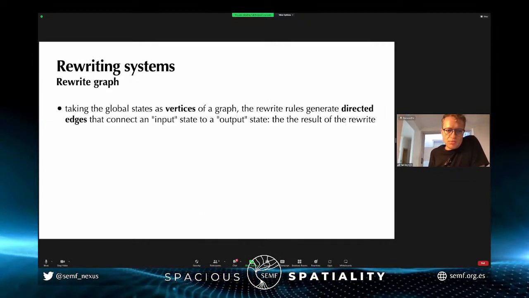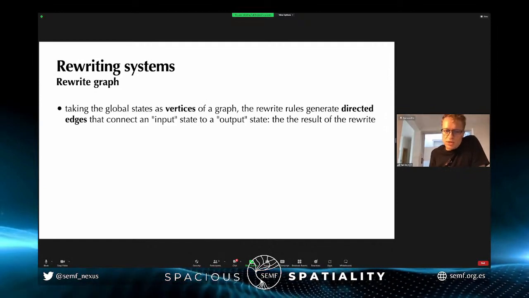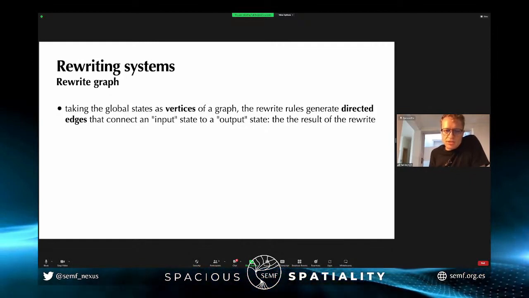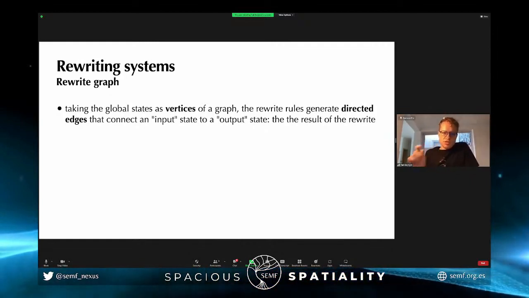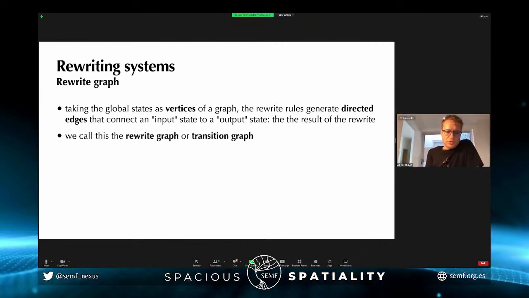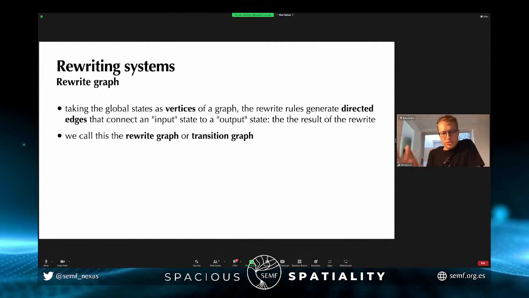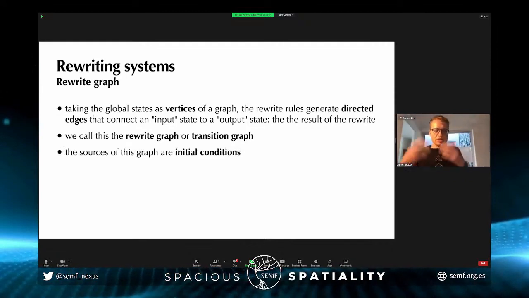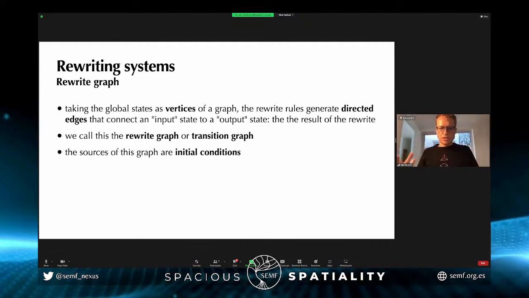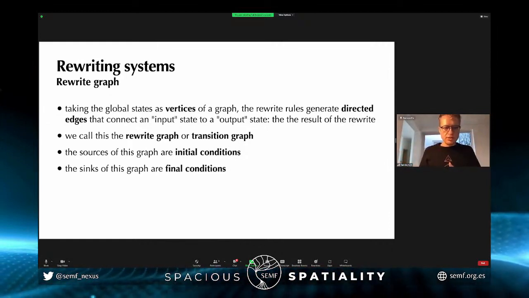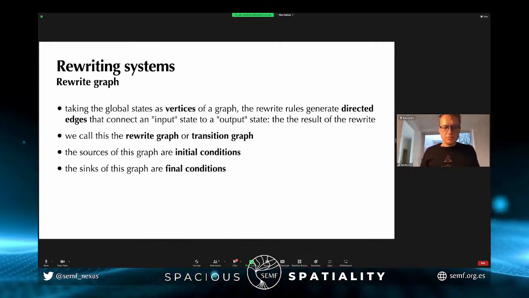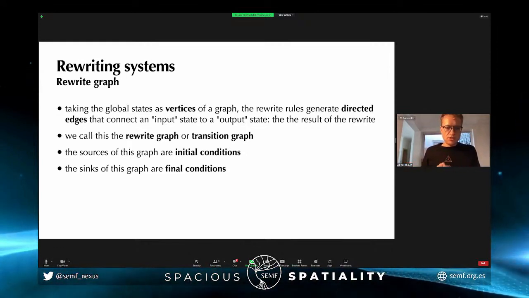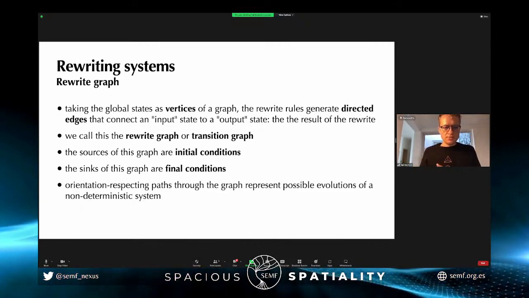And again, you can see that this is going to produce a graph. If you take the global states as being the vertices of some graph, the rewrite rules generate directed edges that connect each input state to the result of the rewrite. That's called a rewrite graph, transition graph, multiway graph, there are lots of names for it. The sources of this graph are the global states that we seeded the system with. We started with these states and asked how they can evolve under these rewrites. And sinks, if there are any, meaning the vertices where nothing comes out, are the final conditions, the halting states.